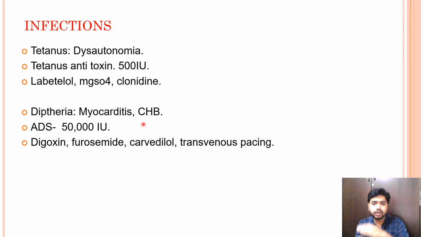So these children have to be sent for transvenous pacing. Immediately you have to give antidiphtheria serum. How much? 50,000 international units. If not available, what do you do? Go for IVIG. Then cardiac-wise, what can you do? Start digoxin or give furosemide. Start carvedilol. Though carvedilol is not going to act on day one, it acts for the future.